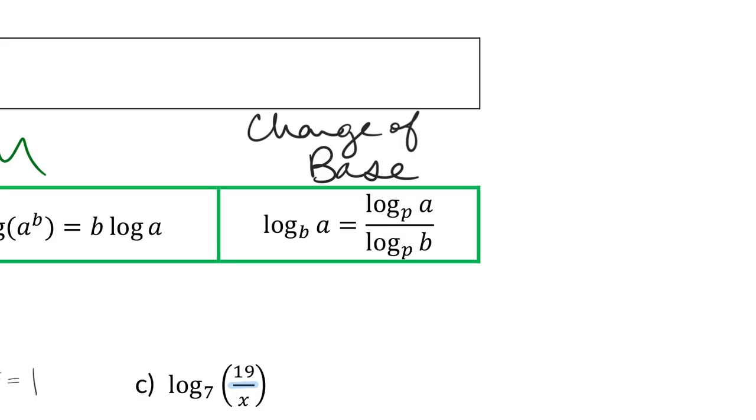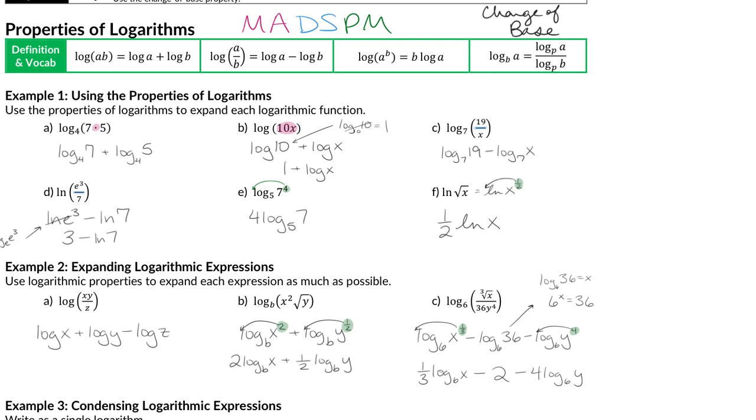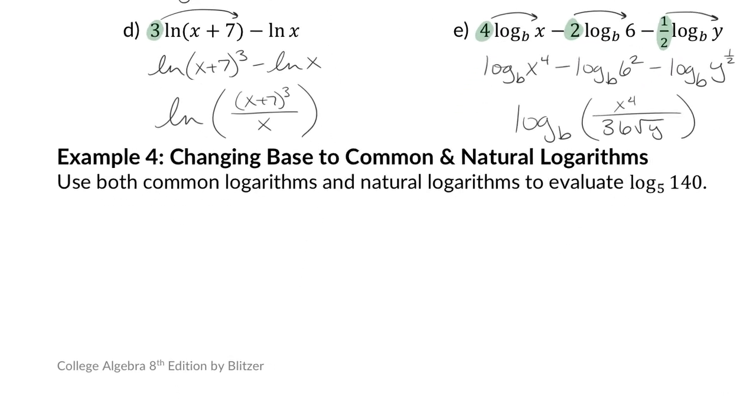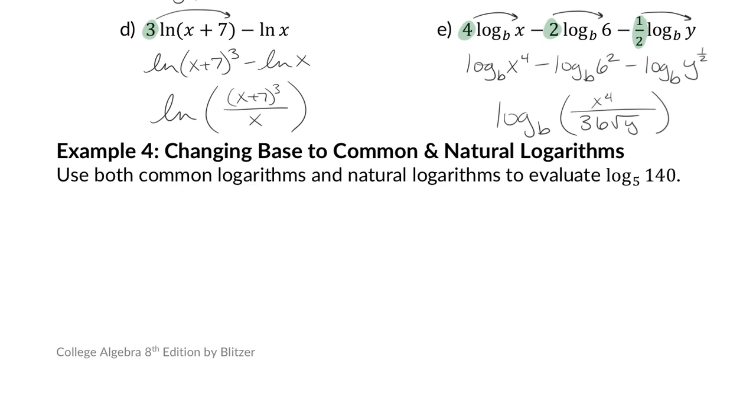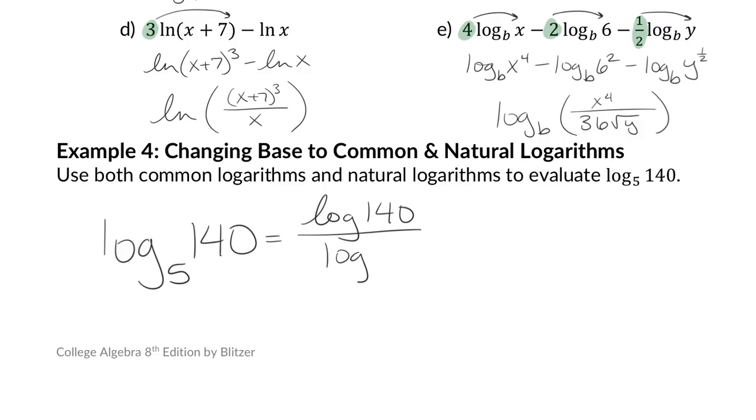So let's prove to ourselves that this works. Here's what I want us to do down at the bottom of our paper. We're going to use both the common logarithms and natural logarithms to evaluate log base 5 of 150. So my base is 5, my argument is 150. If I use common logarithms to evaluate this, I would type in my calculator log of 140 over log of 5. If I were to use natural logarithms to evaluate this, instead of pressing the log button, I'd press the natural log button.